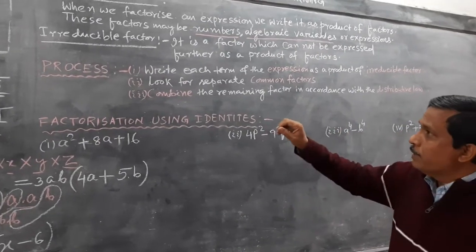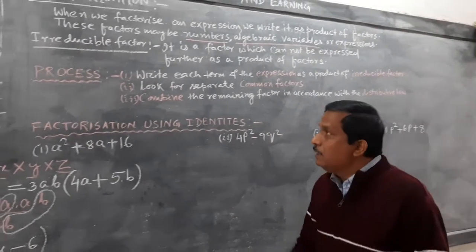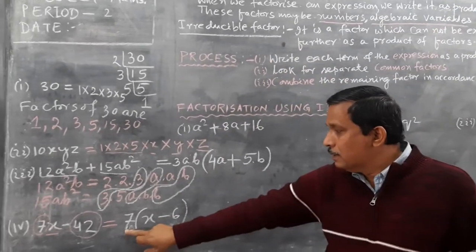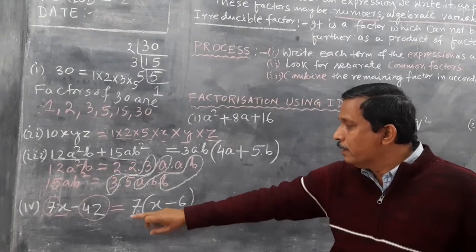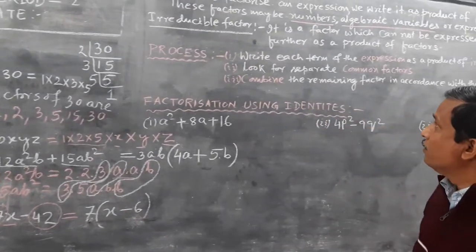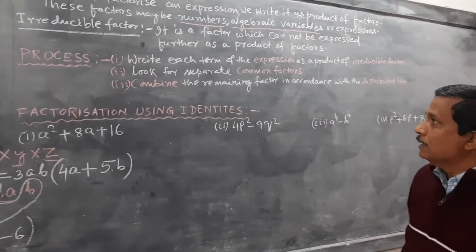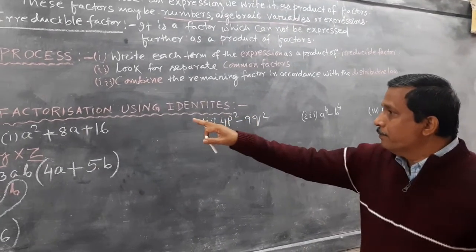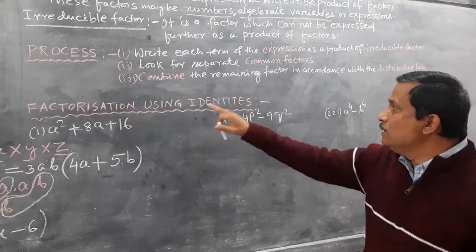One is, first you see what is the irreducible factor, meaning here you see 7. 7 cannot be taken out again. So it is an irreducible factor. Then suppose you have to factorize using an identity.